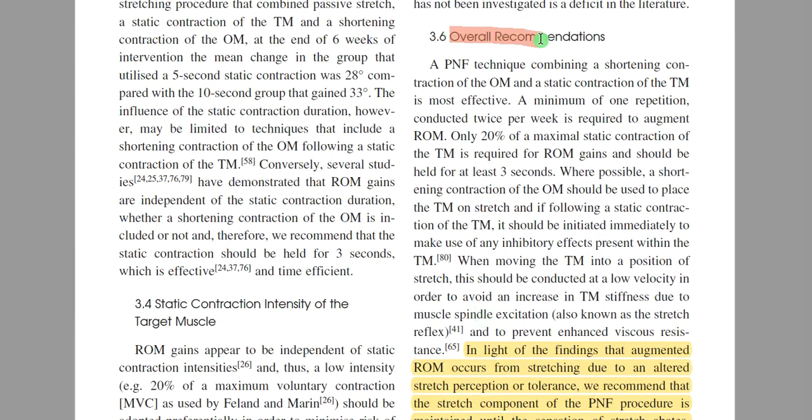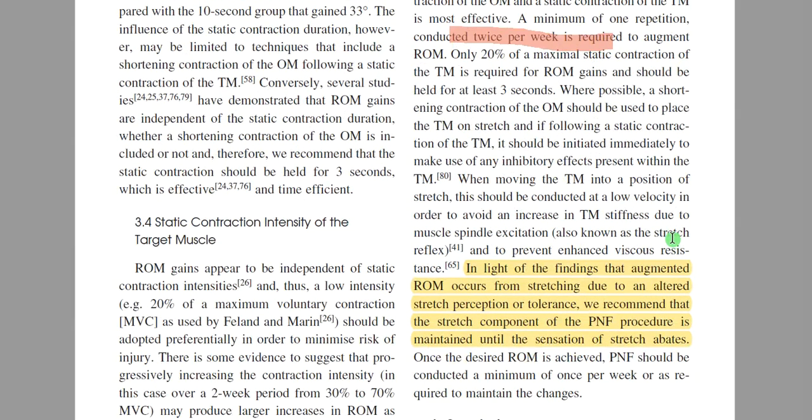Overall recommendations here. I think this is good to mention right here that in light of the findings that augmented range of motion occurs from stretching due to an altered stretch perception or tolerance. So even though there's autogenic and reciprocal inhibition, the research and what Sharman is saying here is that there's a lot of research saying that there's something important about the stretch perception or tolerance, which is why there's an increase in range of motion. We recommend that the stretch component of the PNF procedure is maintained until the sensation of the stretch abates.